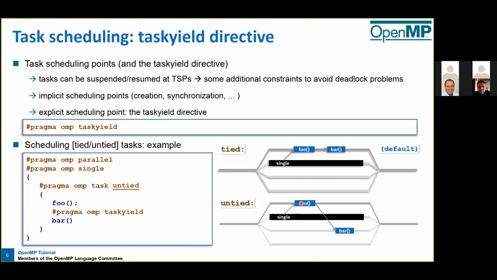The one thread is executing foo, and the other thread is executing bar later on, because the task yield enabled the runtime to switch the thread that is responsible to execute the task.